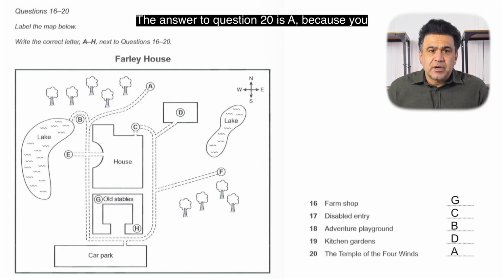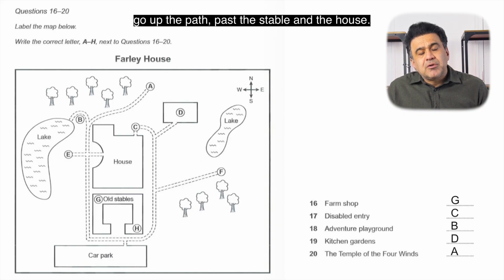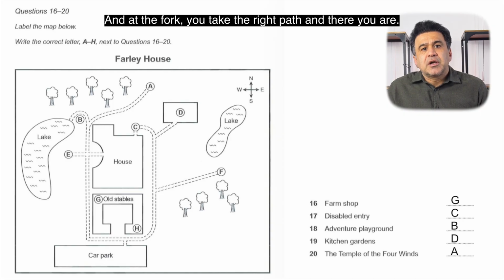The answer to question 20 is A, because you go up the path, past the stable and the house, and at the fork, you take the right path, and there you are.